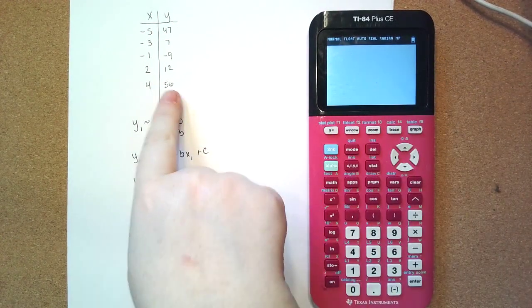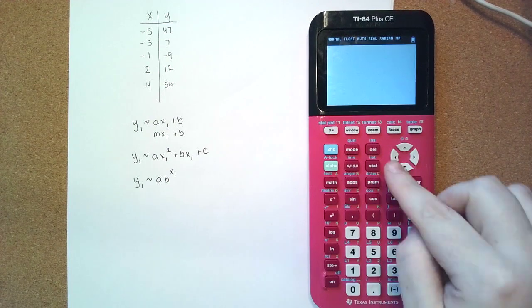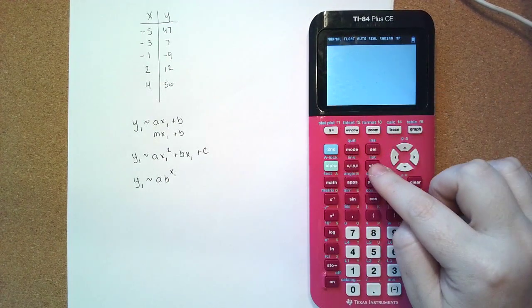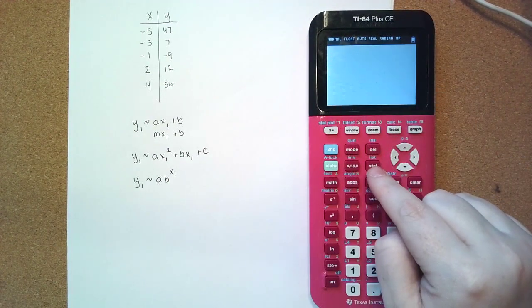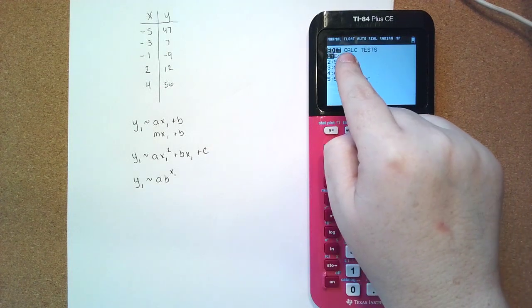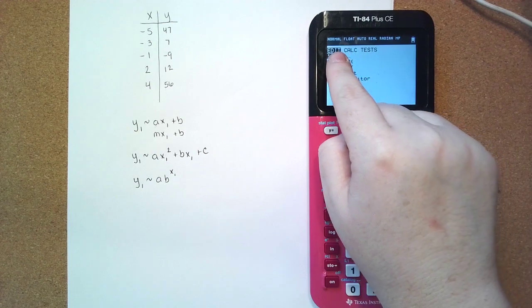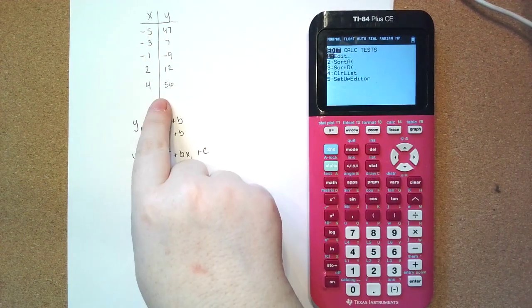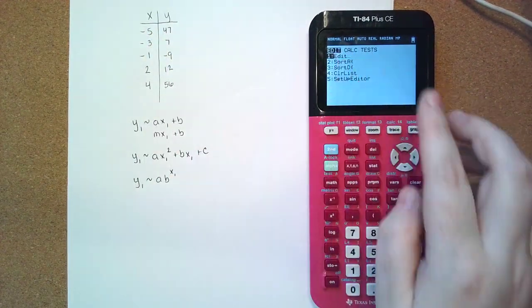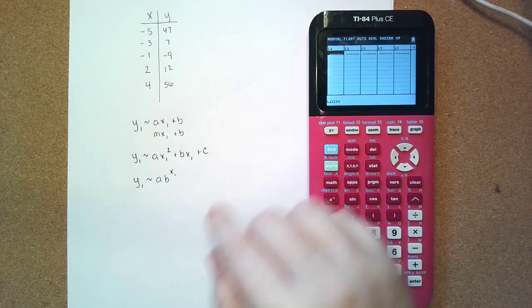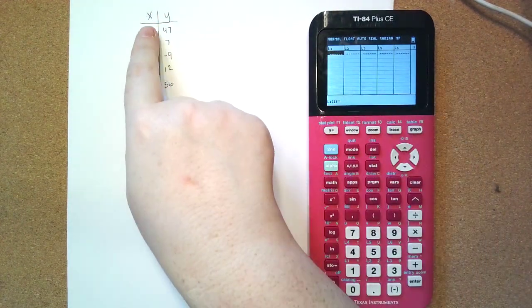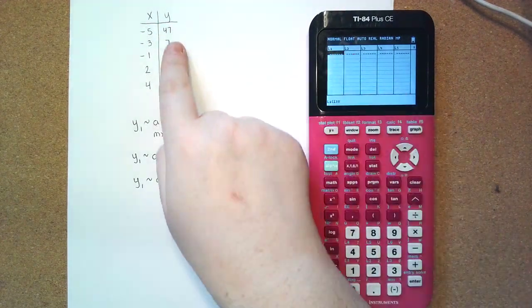So we want to plug in our table just like in Desmos. In order to plug in a table into your calculator, you have to go to the stat key. This is your statistics. We have edit, calc, and test. Edit is actually where you put your list in. So we want to edit our list, so we're going to press enter on 1. L sub 1 should be your x's, and L sub 2 should be your y's.